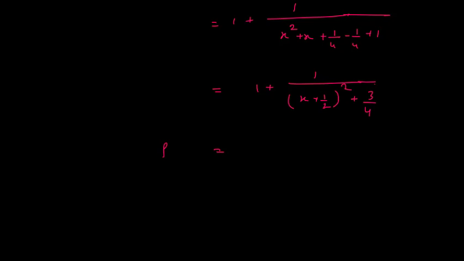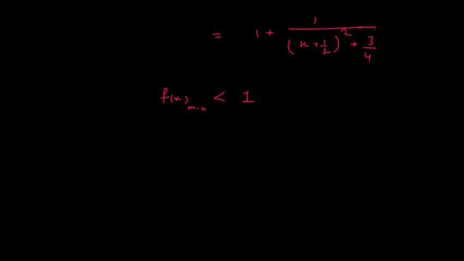So here f(x) minimum, I will say that f(x) minimum is 1, but it will not include 1 because this is never going to be 0. It will be very, very close to 0, but it is never going to be 0. So your f(x) will be greater than 1, I will say. Okay, I will say that f(x) is greater than 1, for f minimum.